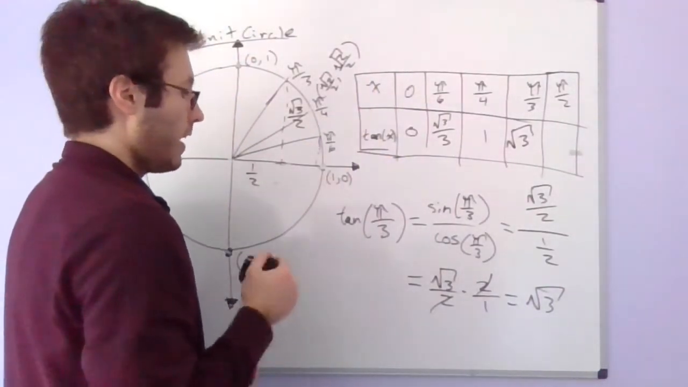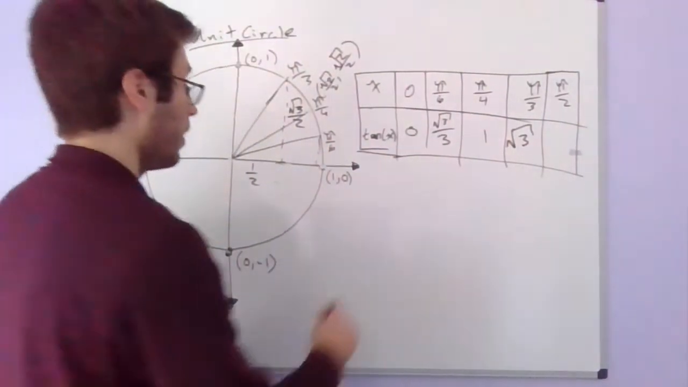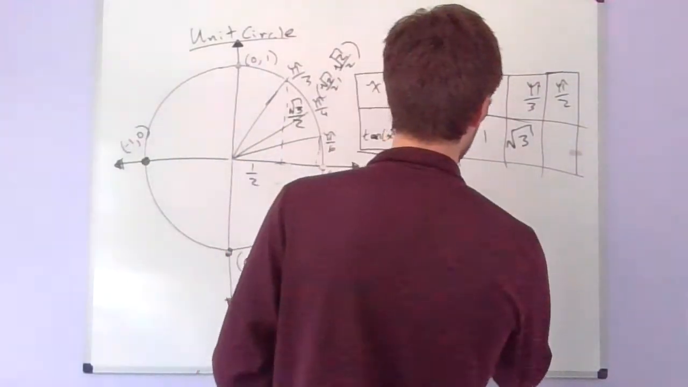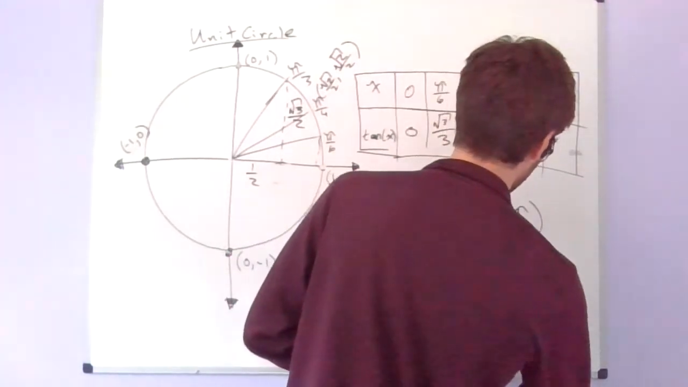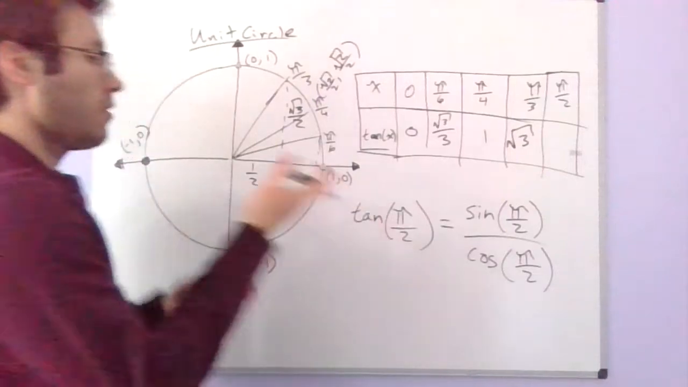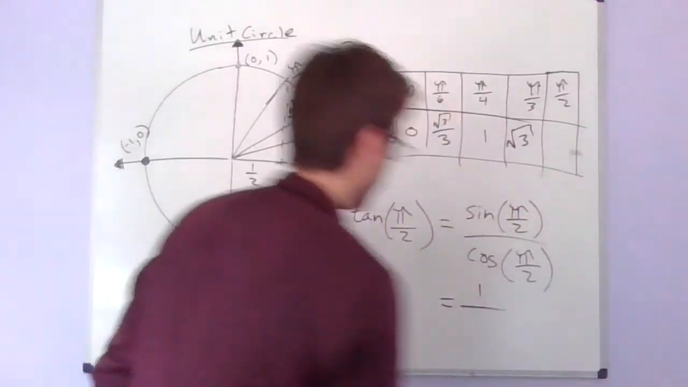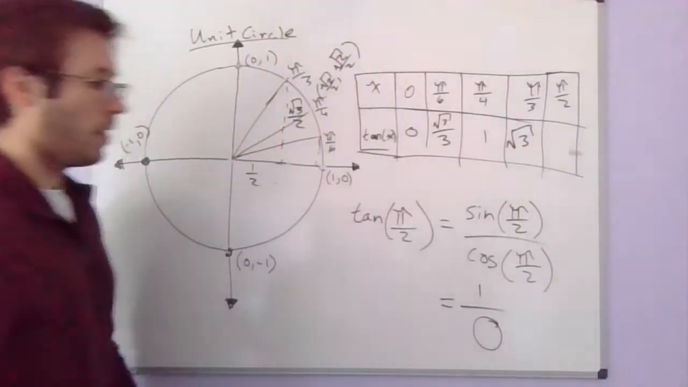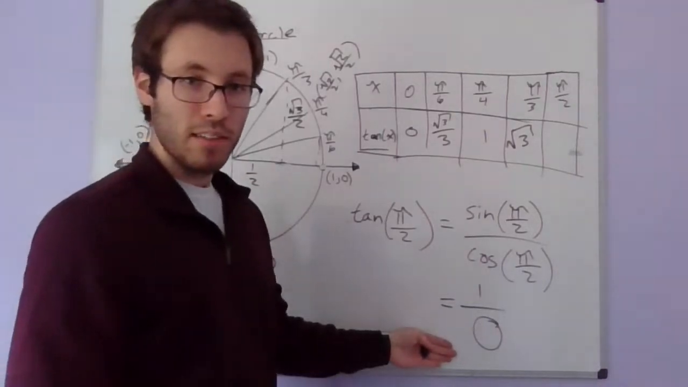The last one is my favorite one, tangent of pi over 2. Let's do that one. Tan of pi over 2. That value must be equal to sine of pi over 2 all over cosine of pi over 2. Now, sine of pi over 2 is 1. Cosine of pi over 2 is 0. That's a problem in mathematics: you cannot divide by 0.